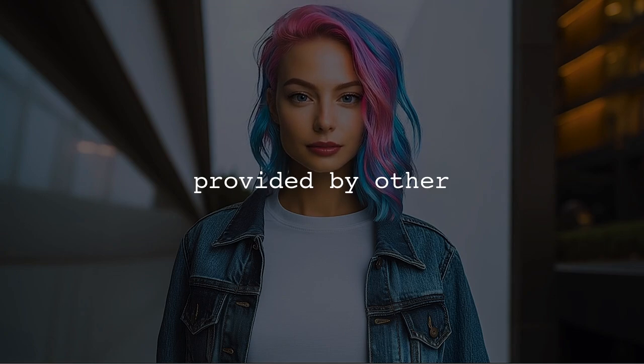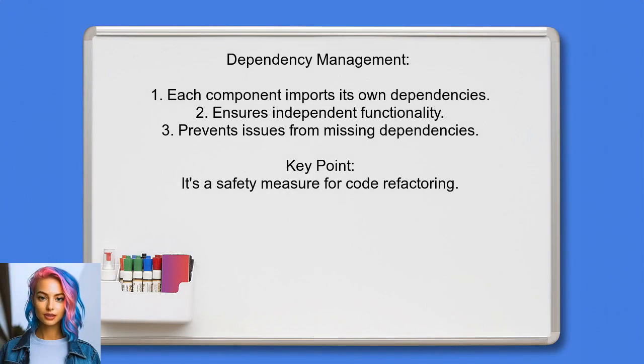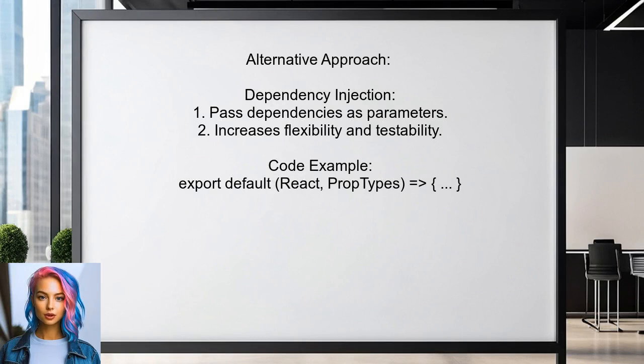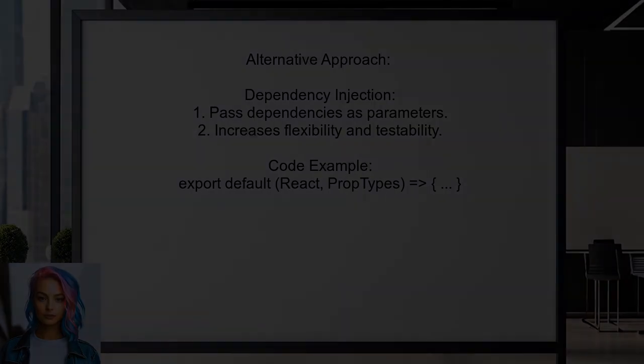Now let's look at the answers provided by other users. This user explains that importing React in both parent and child components is about managing dependencies effectively. Each component should declare its own dependencies to ensure it works independently, regardless of where it's used. This prevents issues if a dependency is removed elsewhere in the application. They also mention an alternative approach called dependency injection. In this method, dependencies are passed into the component from the outside, which can enhance flexibility and testability.